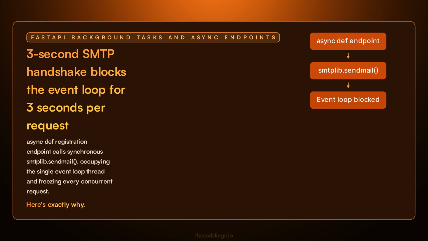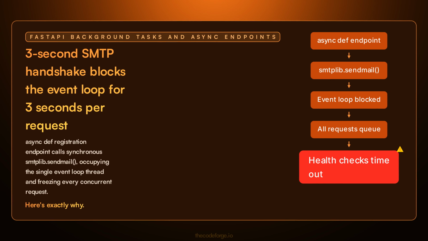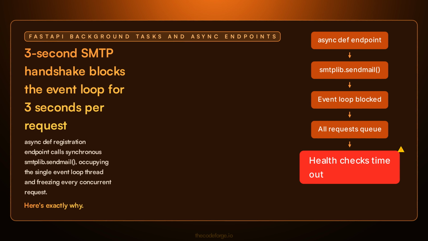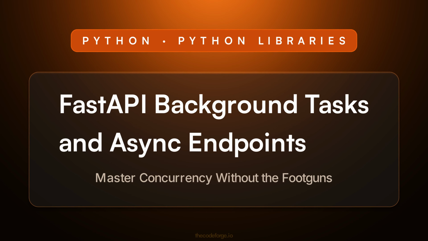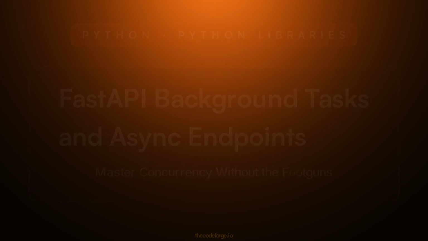A 3-second SMTP call in an async endpoint froze the entire server. The event loop was held hostage, every other request queued behind it. Let's break down FastAPI background tasks and async endpoints, how it works, and the exact mistake behind that failure.